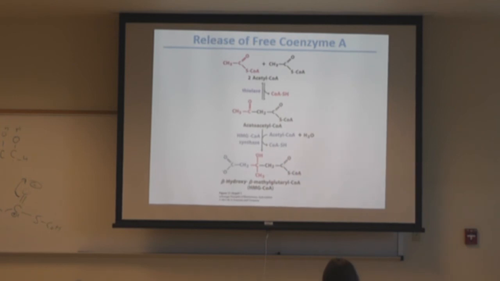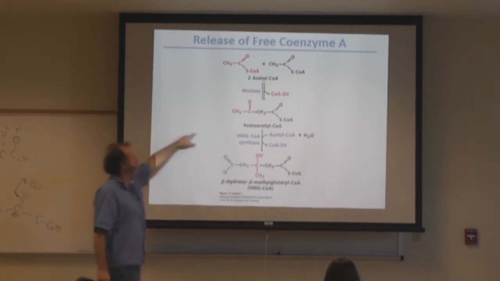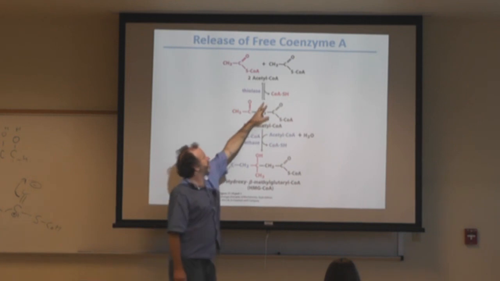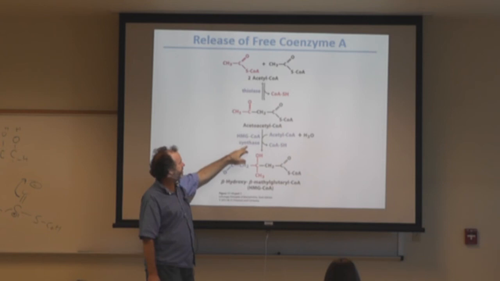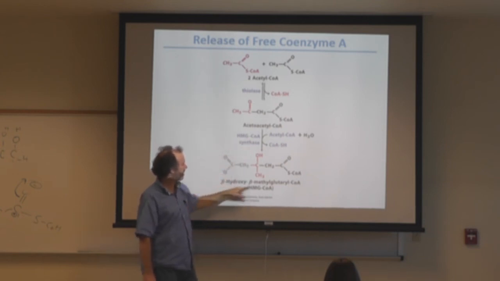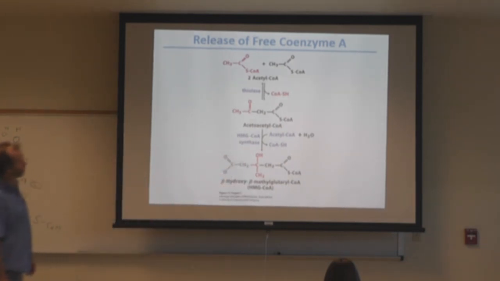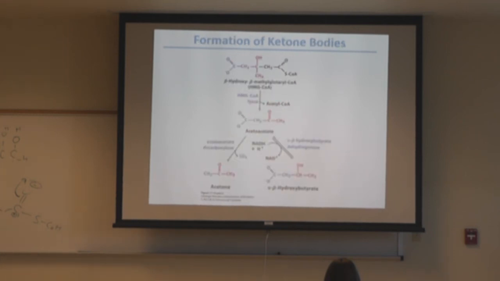So then the release of free coenzyme A. So two acetyl-CoAs, the reverse thiolase reaction releases the coenzyme A. Acetyl-CoA via HMG-CoA synthase produces this beta-hydroxy-beta-methyl-glutaryl-CoA. And then the formation of the ketone bodies. HMG-CoA forms acetoacetate, and that can be decarboxylated to form acetone or reduced to form beta-hydroxybutyrate.